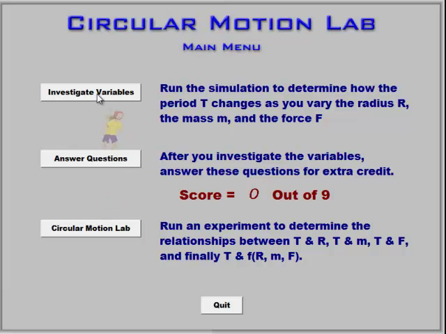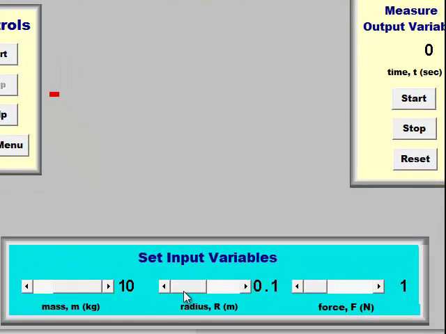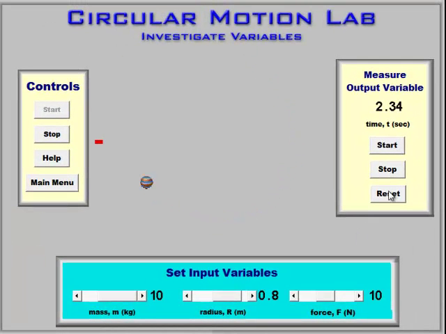The first part of the lab allows either students or you in front of the classroom to investigate how the variables affect the period. So you can change the mass, the radius, or the force, and then start the object in circular motion. You can measure the time just like you can in the actual lab. You very well might not want to do that here, but in real time you can just change the variables and see very clearly whether it makes the variable, in this case the period, go up or down.